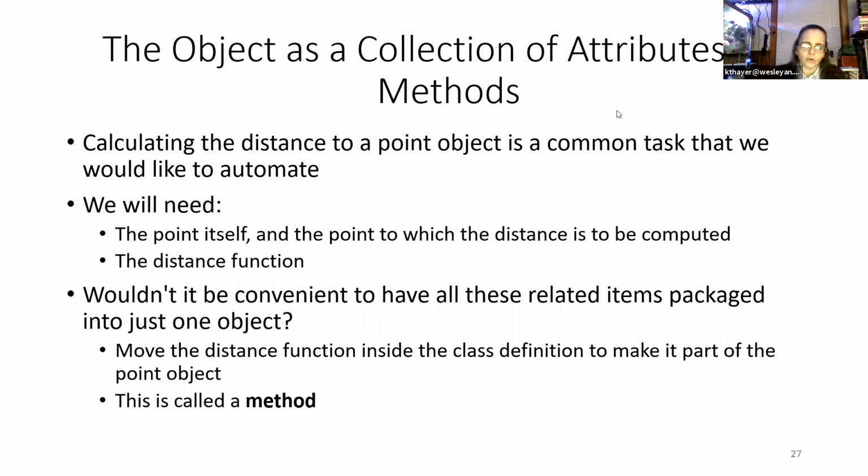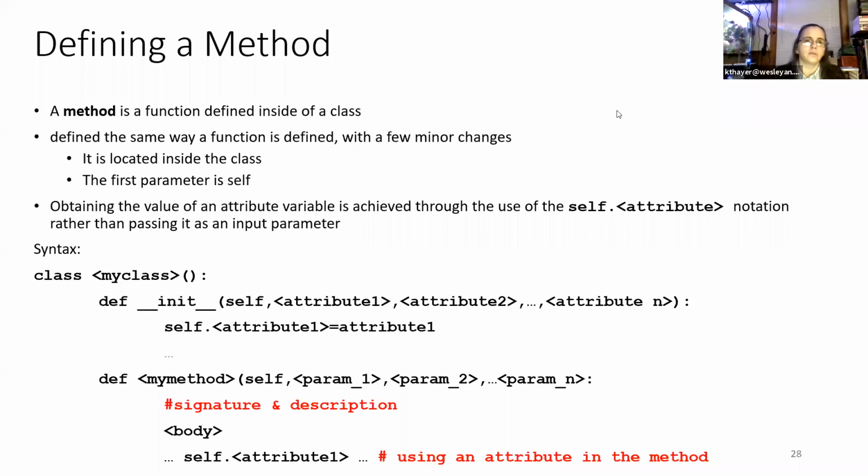Again, object-oriented programming doesn't add any new functionality. What it does is add better organization to your code. So we can move the distance function inside the class definition to make it part of the point object, and once that happens, it will, voila, become a method. So how are we going to define a method? A method is a function defined inside a class, defined the same way a function is defined with a few minor changes.